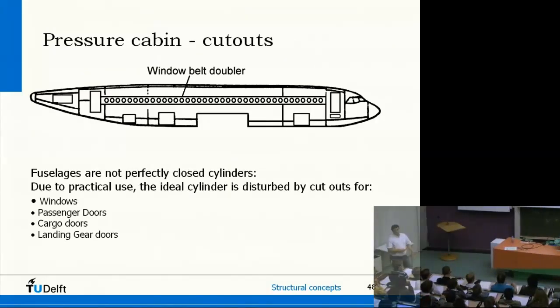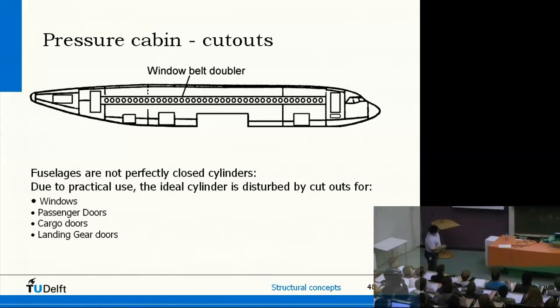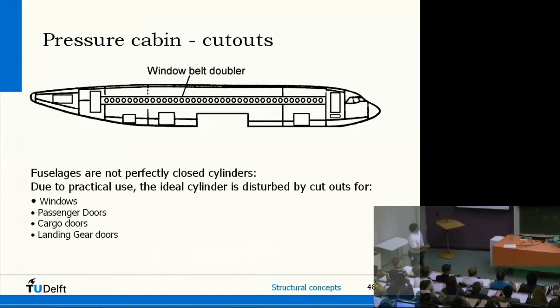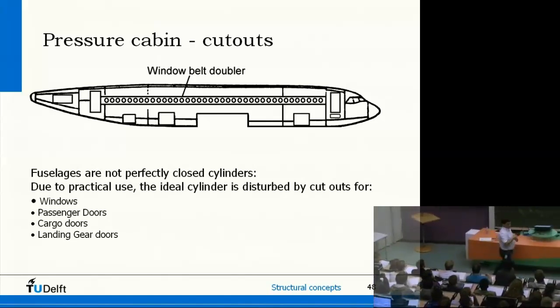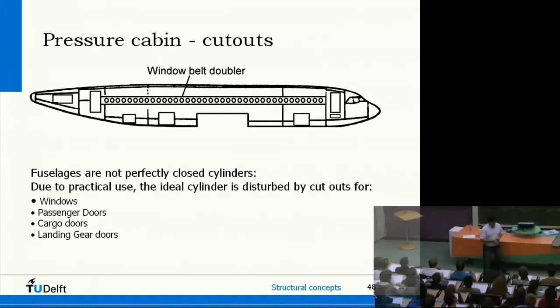The pressure cabin is also a pain in the neck for a lot of other items. There are a lot of holes in it. People want to look outside the windows. You also have cutouts for doors and here for the wing. Sometimes also undercarriages and so on. So actually you have a pressurized cylinder and you are going to make holes in it. Well, that is asking for a lot of problems.